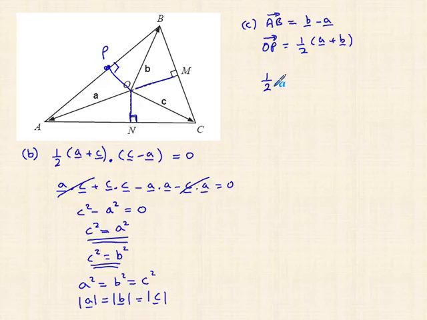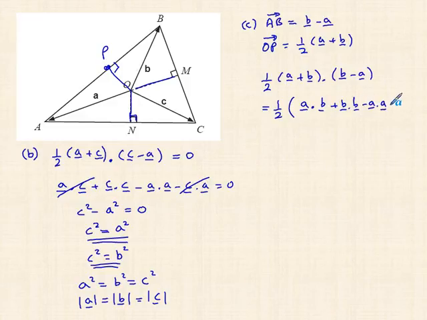So if we dot them, a half A plus B dotted with B minus A, we're going to get a half of A dot B plus B dot B minus A dot A minus A dot B. These will cancel, so we have a half of B squared minus A squared, and we know from before that that's got to be 0.